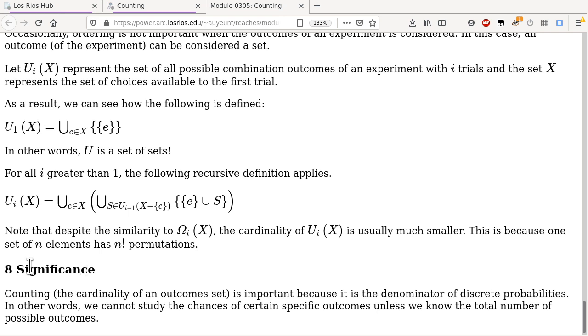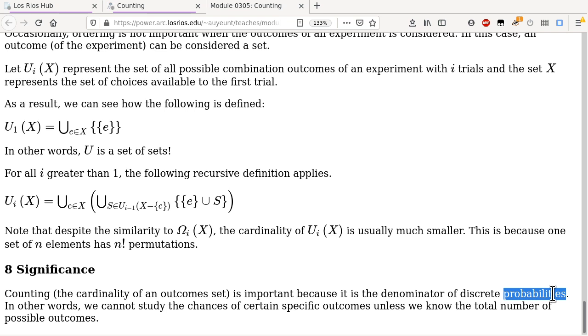Okay, so section 8, which is the last section of this module, is: what is the significance of all of this counting? It is significant because the counting, or what we are counting, is the denominator of discrete probabilities. In other words, I'm now connecting counting to the calculation of probabilities.